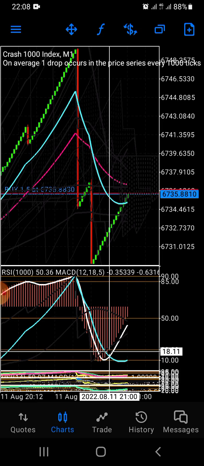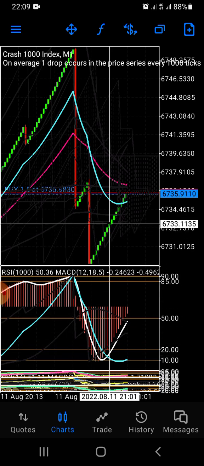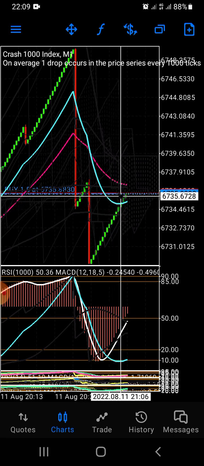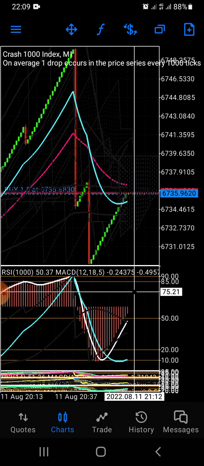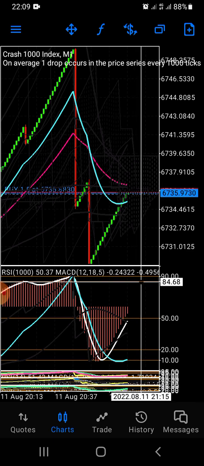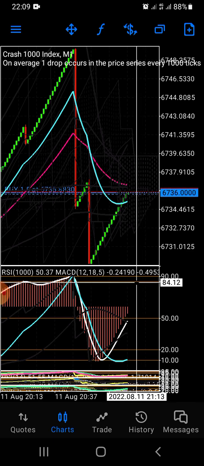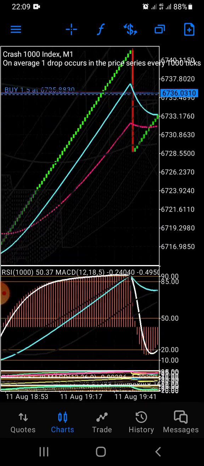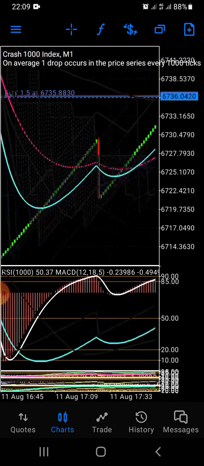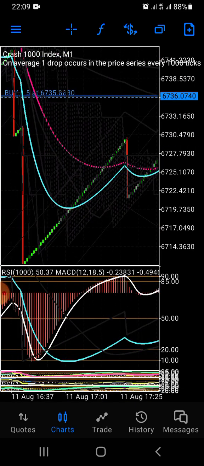So for Crash 1000, we'll be buying the ticks, the green candles. So if I had seen this on time, I would have entered and would have taken at least 5 candles, but it's still fine as long as this white line has not hit level 80 or 85. We can still take a few more candles. So let's back test for more, see other places that this strategy worked.